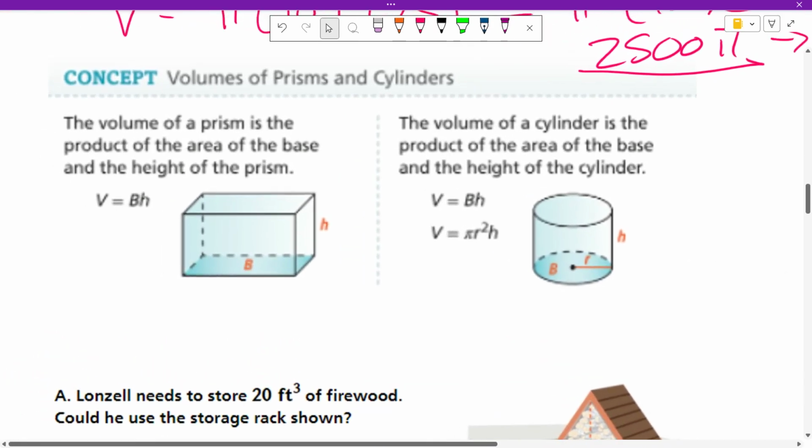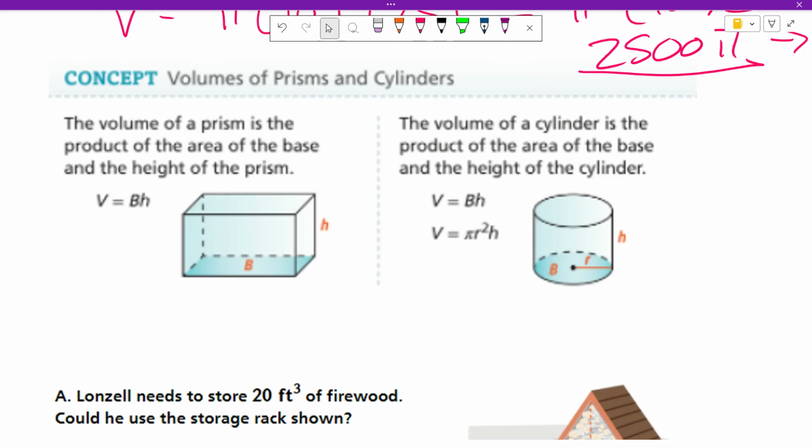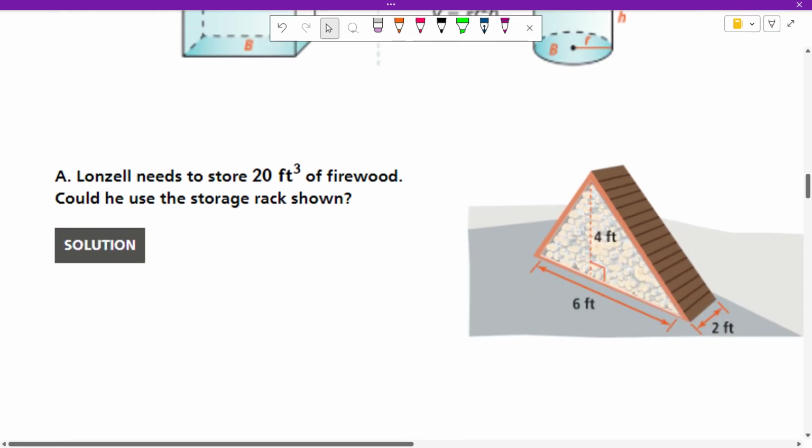So, the volume of a prism is the area of the base times the height. Now, if the prism has a pentagon base, you'll have to find the area of the pentagon and multiply it by the height. If it's a triangle, take the area of the triangle times the height. If it's a rectangle like this, it's just length times width times height. And for a cylinder, we've already written that down.